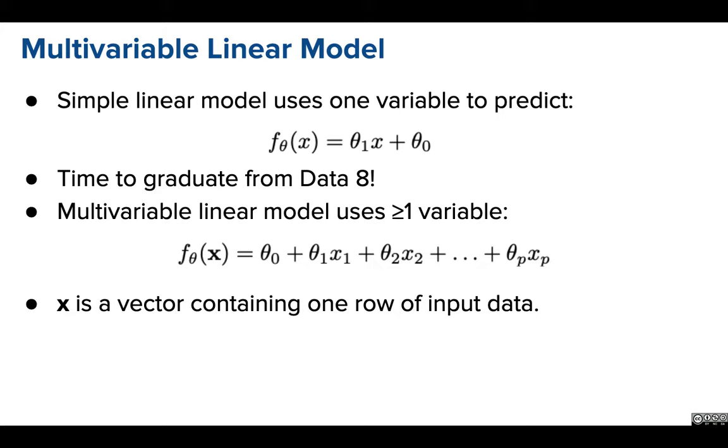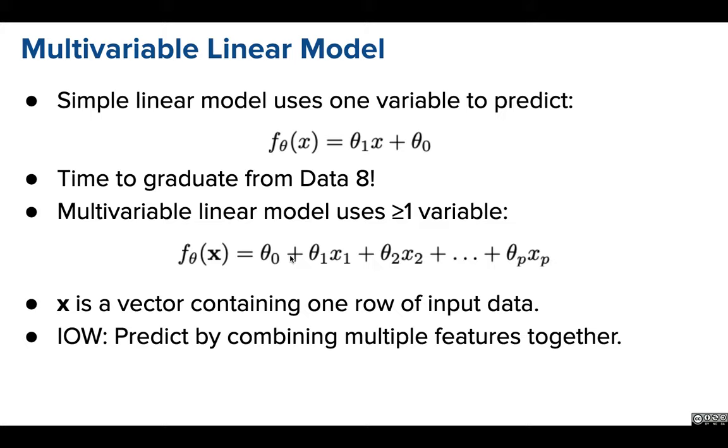I do have some notational things to go over with you. The first thing is that bold X is a vector that contains one row of input data. If you see bold, in this class and in the textbook, I'm almost always going to mean a vector of data or a matrix of data. Lowercase bold means a vector. Capital bold means a matrix of data. In this case, this is saying, take one row from my data set, multiply all the values by their weights, add them up, add an intercept term, and that's my model's prediction.